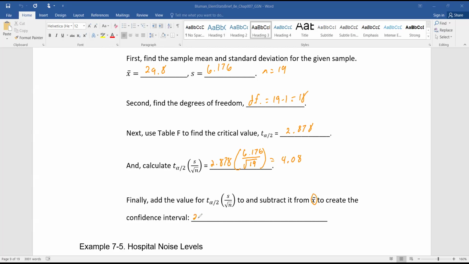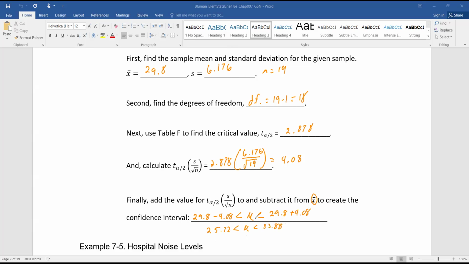So you would take your 29.8 minus 4.08. And again, this is where we're assuming our population mean would fall. And you would take 29.8 plus 4.08. And when you do that, you'll end up getting 25.72. And then this would be 33.88.